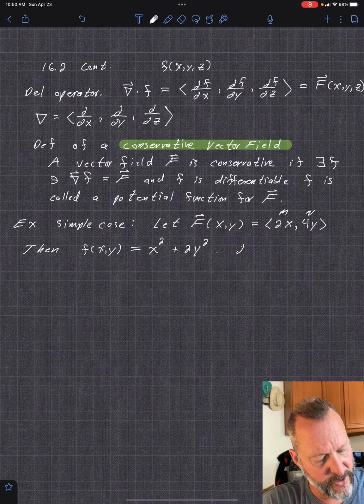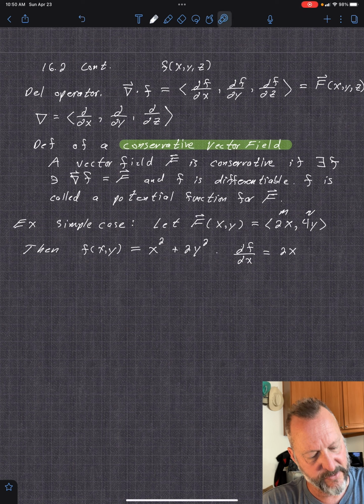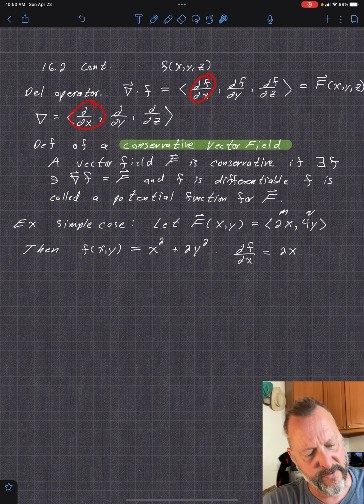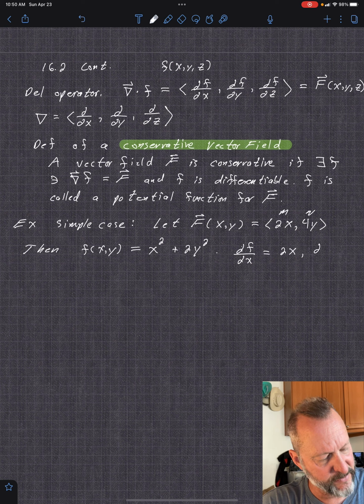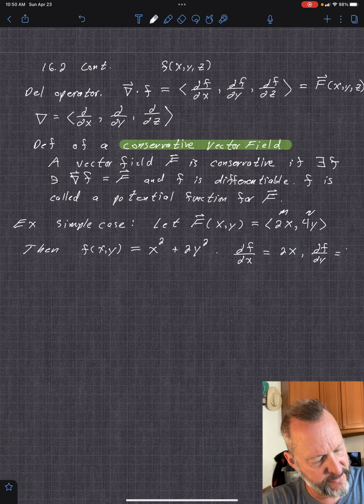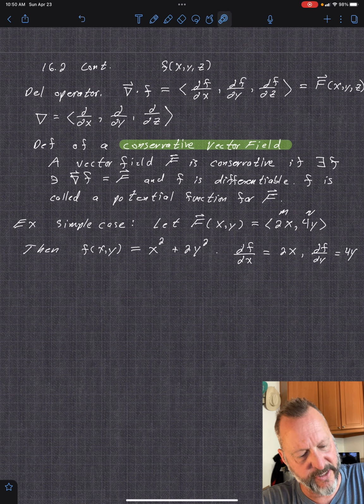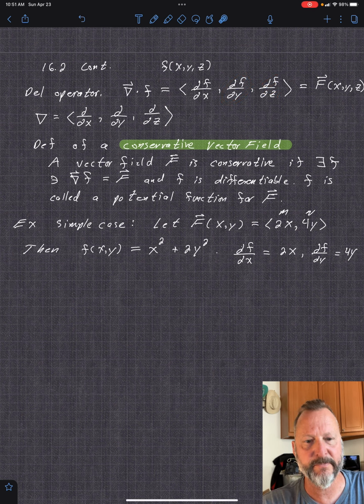You can check that. The partial f with respect to x is clearly 2x, which is the first value of this. Then partial f with respect to y is 4y, which again is this one, and of course the other term is 0. So there, that's your 4y.